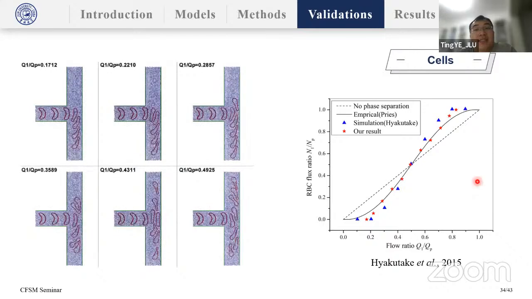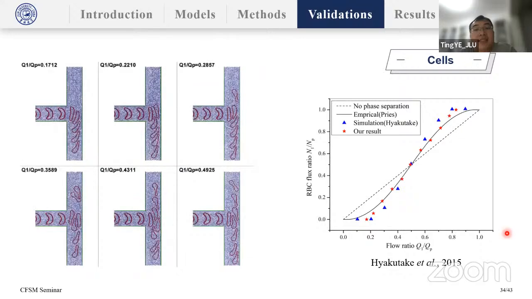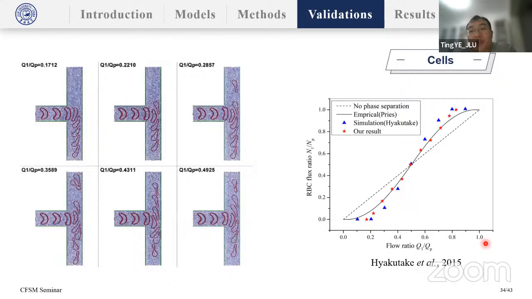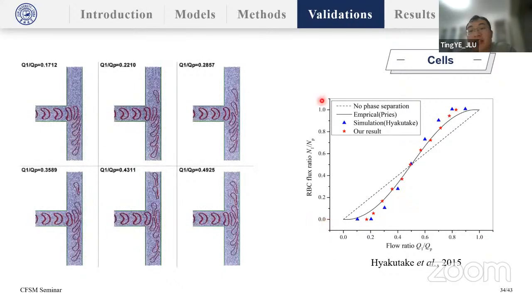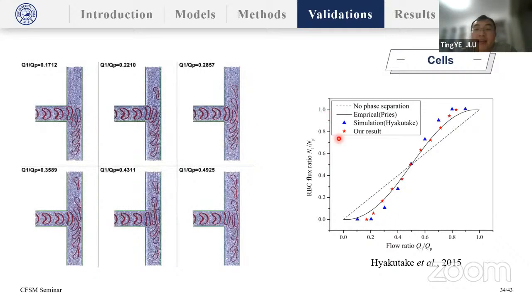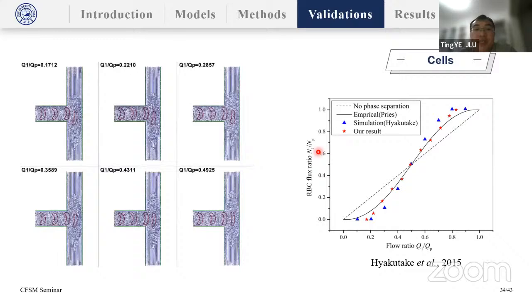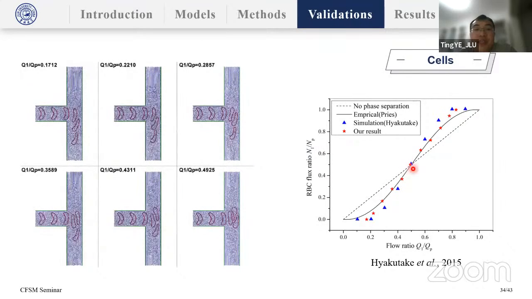This figure shows a quantitative comparison. This is the flow ratio, and the flow ratio increases from 0 to 1. And the RBC flux ratio is also increased from 0 to 1. And at Q1 over QP equal to 0.5, we can find the N1 over NP is also close to 0.5. They are in good agreement.